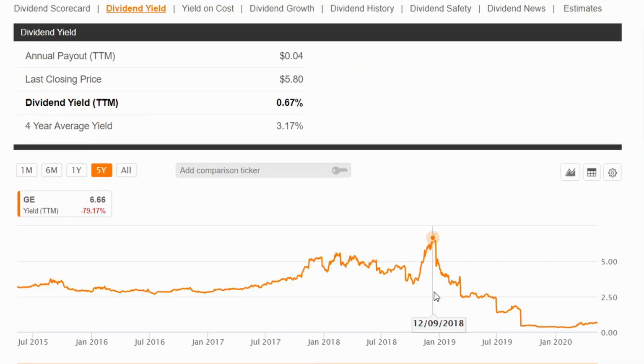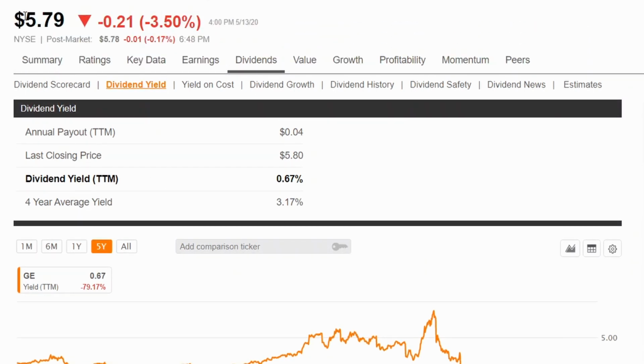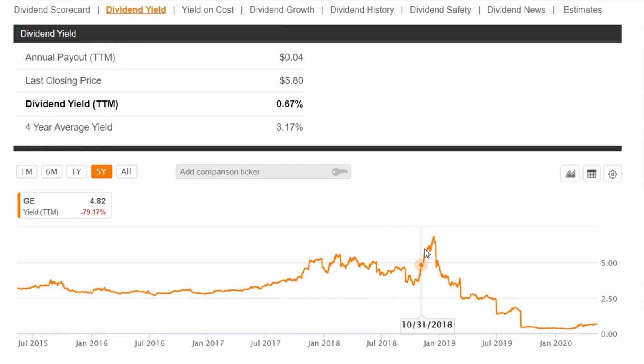But as you can see in this chart, eventually they can't sustain that, and this is what happened to GE with its dividends. It plummeted down to giving 0.35% of a $5 stock now. So that's a major thing that you need to look at when you have a huge spike like this, right? Back in 2018, it was 6.83%. That's showing a big problem, and here's what happened.